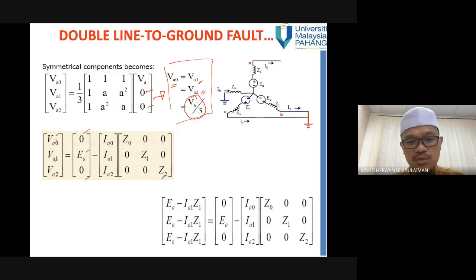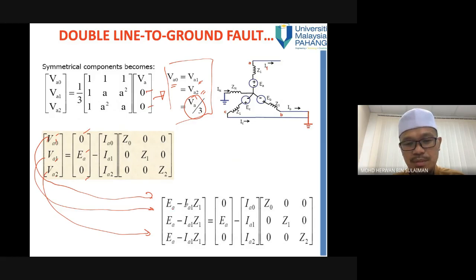So we can say that everything equals the positive sequence. So VA0 and VA2 can be changed, VA1 is maintained. Okay, so EA minus IA1 Z1, EA minus IA1 Z1, similar. So this is equal to this equation, these expressions for the right hand side of these equations.